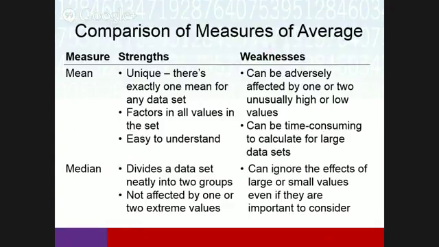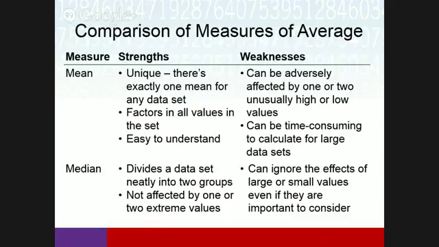So the last 2 pages here just sum up mean. The strengths of the mean is it's unique. There's exactly one mean for any data set. It factors in all values in the data set from the lowest to the highest. And it's easy to understand. When you tell someone, a lot of times you even use the word average. The average on the test was 60%. Well, there's 4 measures of average, so it's not technically the average, it's the mean. But that's what generally people think of when they think of average. The weakness is it can be adversely affected by 1 or 2, usually high or low values. A lot of times I take out the zeros.